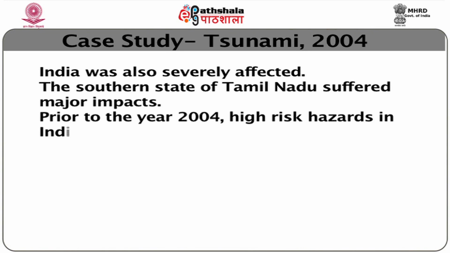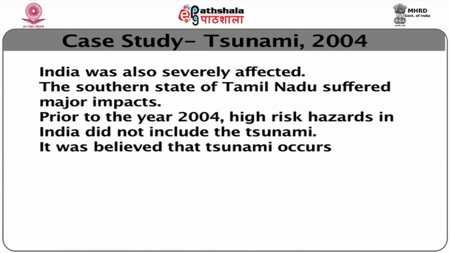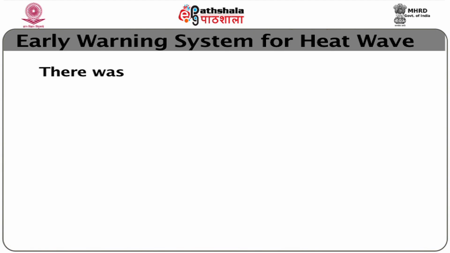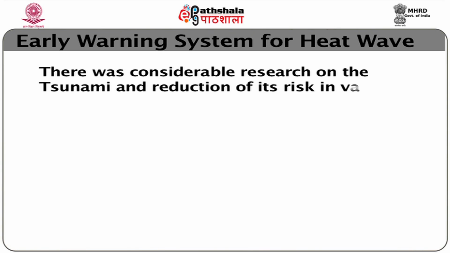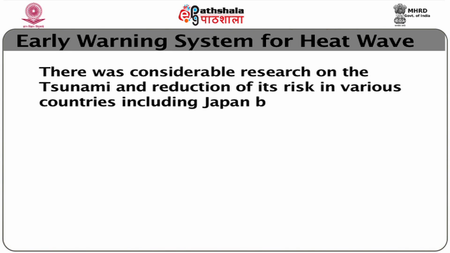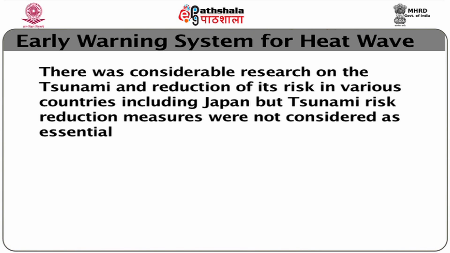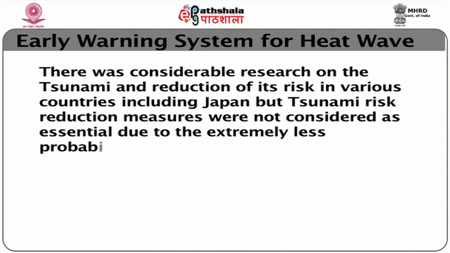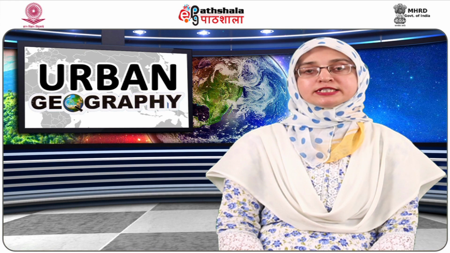Prior to the year 2004, high risk hazards in India did not include the tsunami. It was believed that tsunami occurs only in the Pacific Ocean. There was considerable research on the tsunami and reduction of its risk in various countries, including Japan, but tsunami risk reduction measures were not considered as essential due to the extremely low probability. Now, benefits of a strong early warning system.